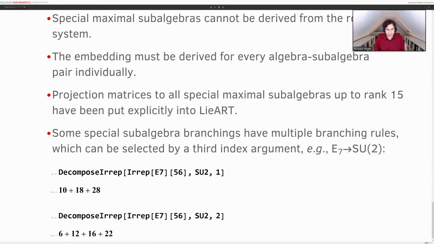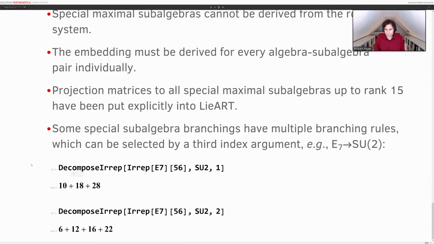We even had to modify some of the commands in LieART, because some of the special subalgebra branchings have multiple embeddings. For example, for E7 to SU2 there are two or even three, and you need to know which one you use. So if you use DecomposeIrrep, you have a new argument at the end where you indicate which kind of embedding you want, the first one or the second one indicated here. The results can be very different.